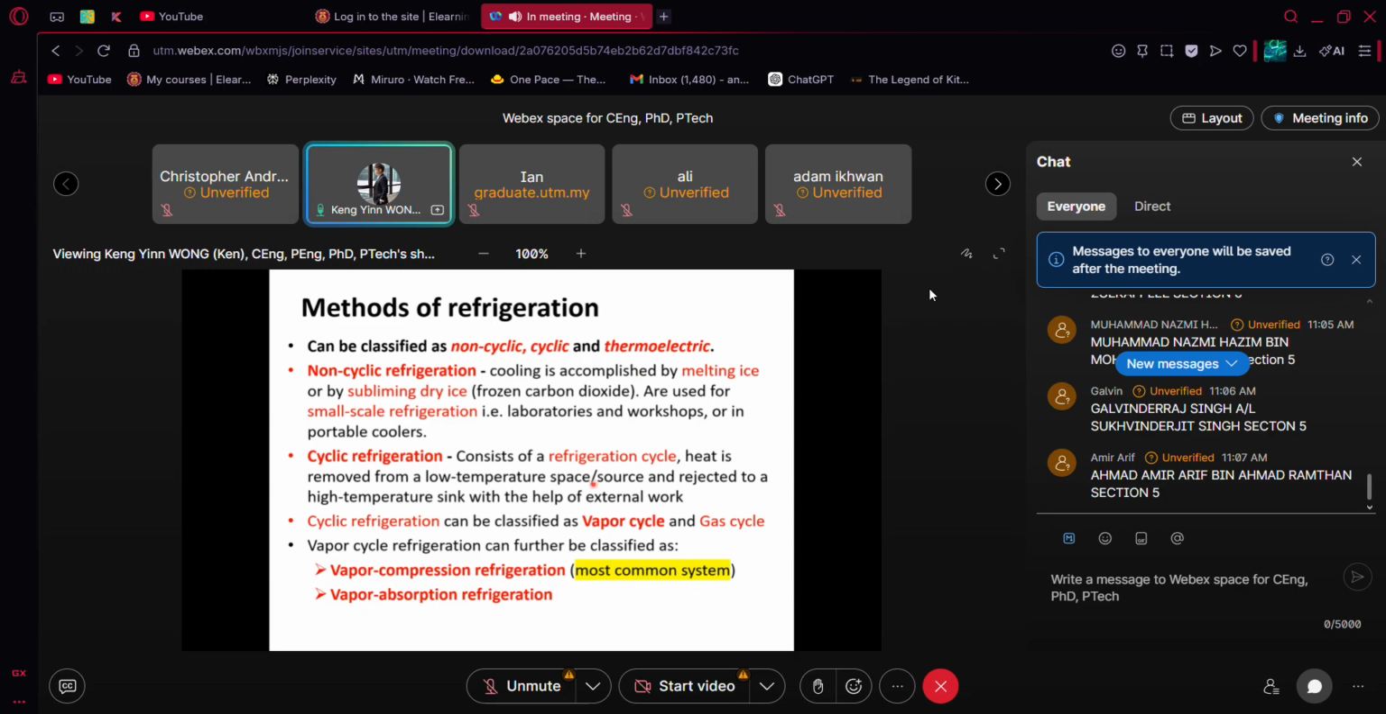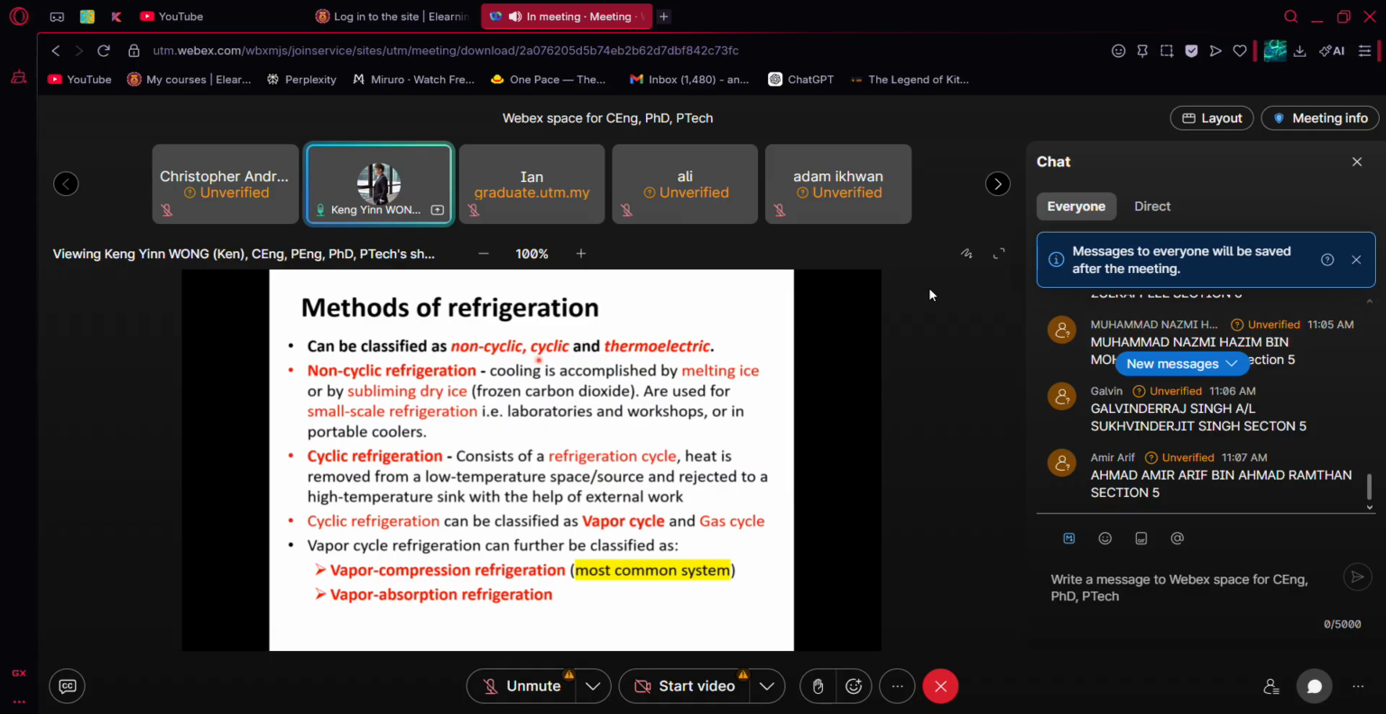What you need to know is just the three classifications: non-cyclic, cyclic, and thermoelectric. That's all, it's just a surface overview. Why? Because you're going to learn in depth during your final year. There's one subject known as refrigeration, which you'll learn in your final year if you choose that elective subject.